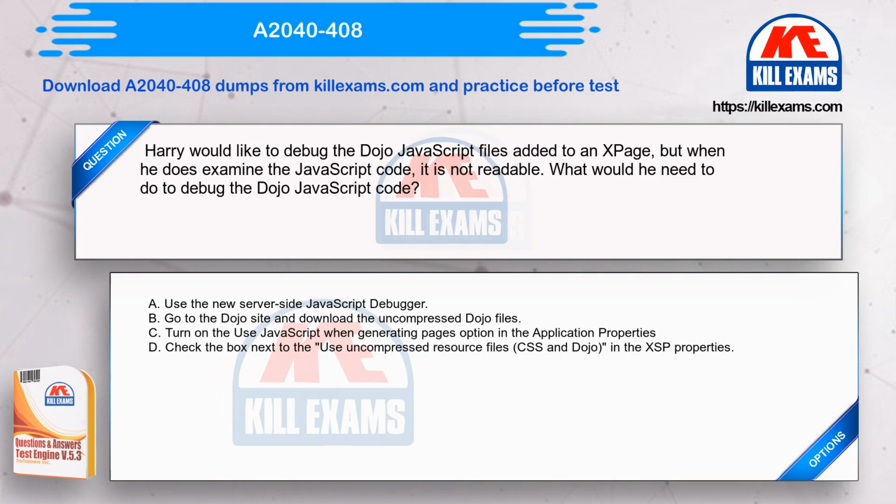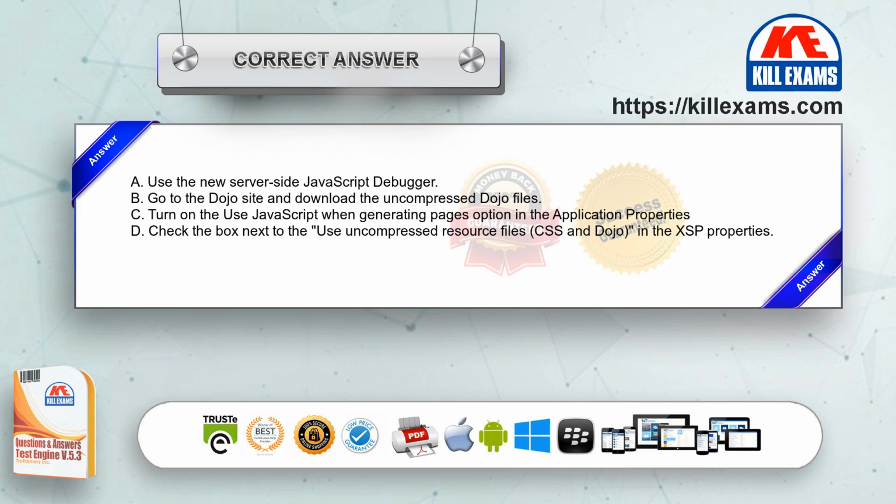Option C. Turn on the Use JavaScript when generating pages option in the Application Properties. Option D. Check the box next to the Use Uncompressed Resource Files, CSS and Dojo, in the XSP Properties. The correct answer is option D.